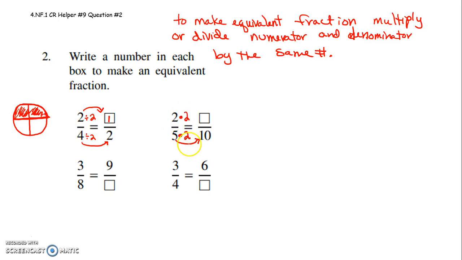But anyway, 5 times 2 is 10, so then you know your numerator also has to be multiplied by 2. 2 times 2 is 4. So 2/5 is the same as 4/10.